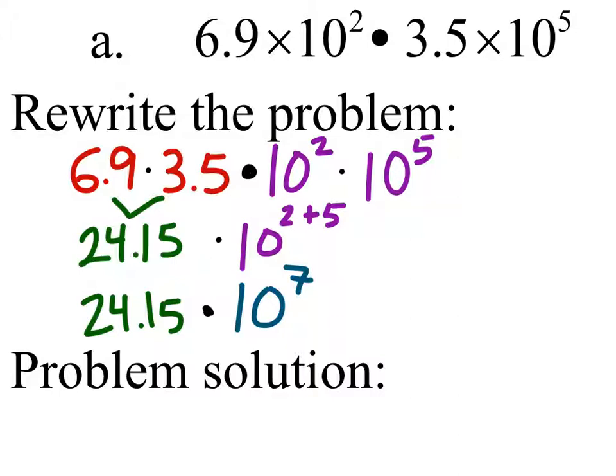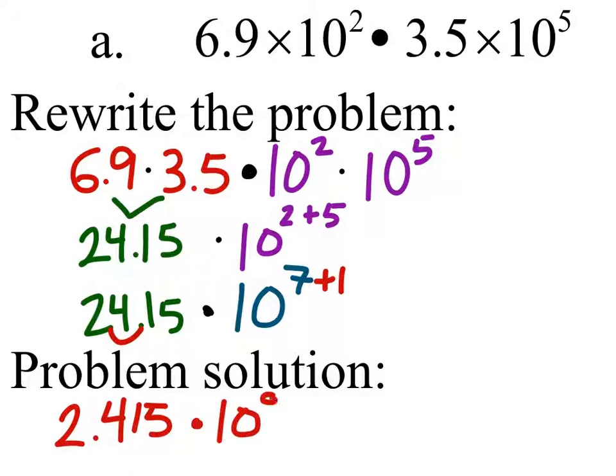What I need to do is move the decimal one place to the left, 2.415. Now again, I took 24 and made it 2.4, so that made it smaller, which means I need to make my exponent bigger by one place value. So this would be multiplied by 10 to the power of 8.